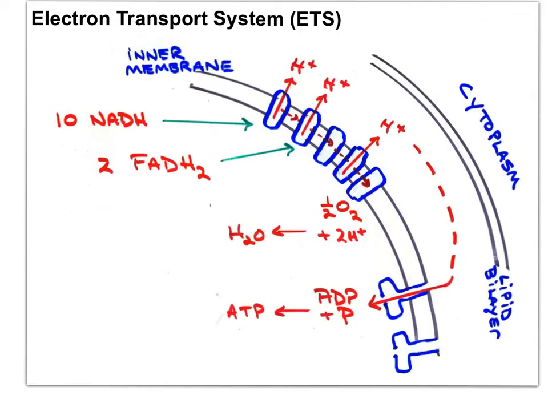Oxygen pulls electrons towards it, and oxygen is reduced to water. The flow of electrons in the electron transport chain pumps hydrogen ions into the intermembrane space. The accumulation of hydrogen ions in the intermembrane space creates an electrochemical gradient that drives chemiosmosis, the diffusion of hydrogen ions through the ATP synthase. ATP synthesis occurs. ADP is joined to a free inorganic phosphate. This is known as oxidative phosphorylation.